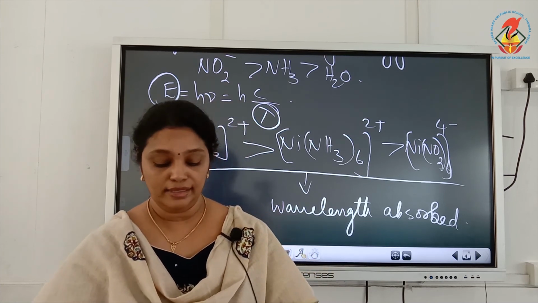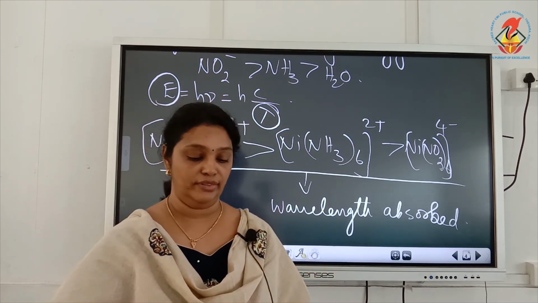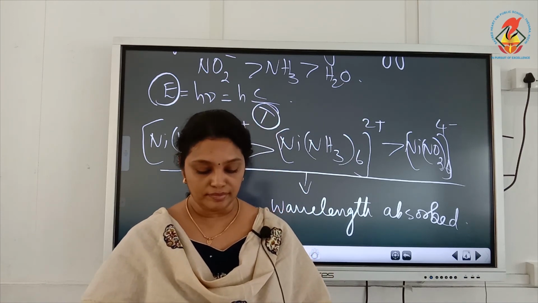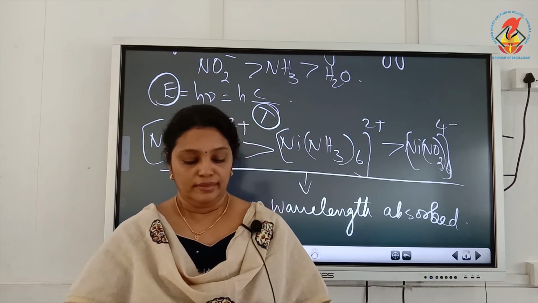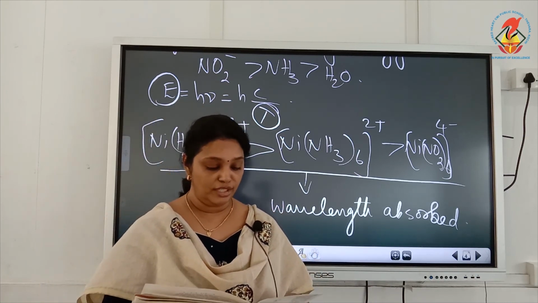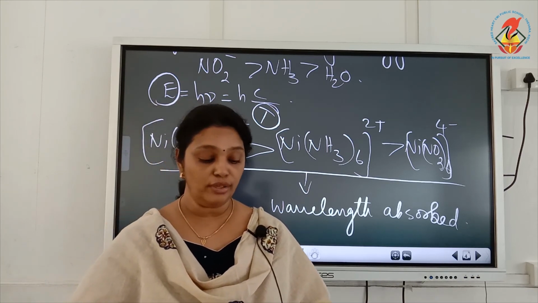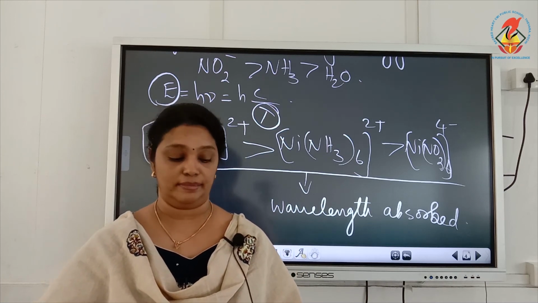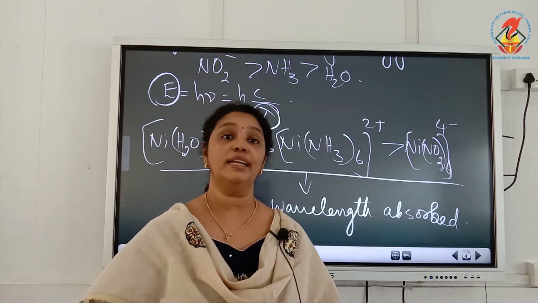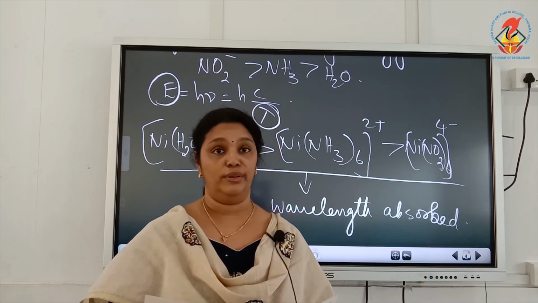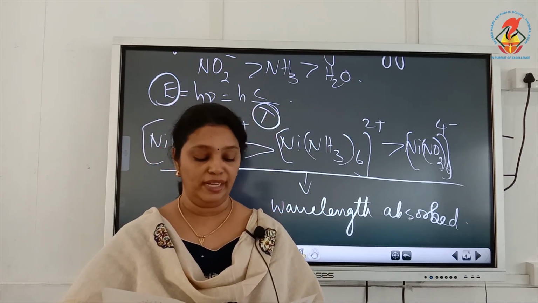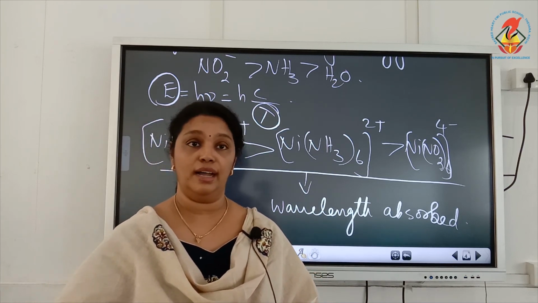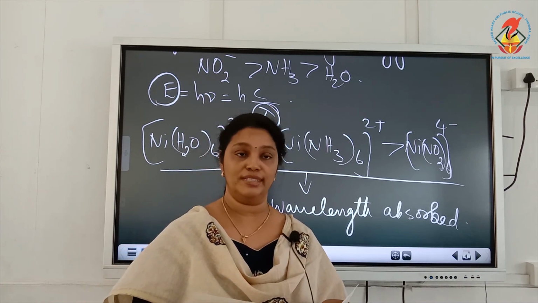Now let's see the limitations of crystal field theory. The main limitation is that crystal field theory does not take into account the covalent character of bonding between the ligand and the metal atom. We know that crystal field theory considers the ligand-metal bond to be ionic. It does not consider covalent bonding. Also, we can say that the ligands are point charges according to crystal field theory.